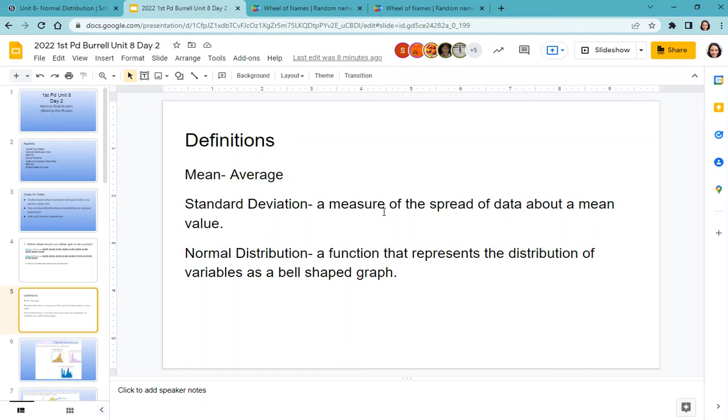Normal distribution is also what this whole unit is about, and it's a function that represents distribution of variables in a bell-shaped graph. So that means in a bell-shaped graph, most people are in the middle, and then some people are a little bit farther from the middle, and then not very many people at all are very far from the middle. And you'll see examples.